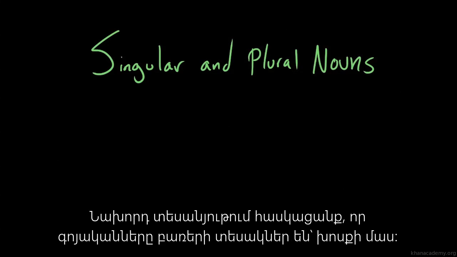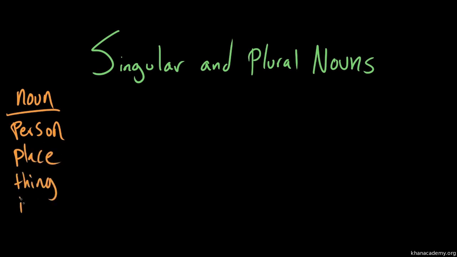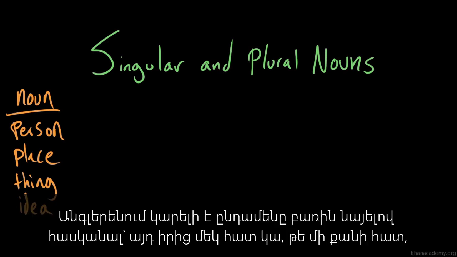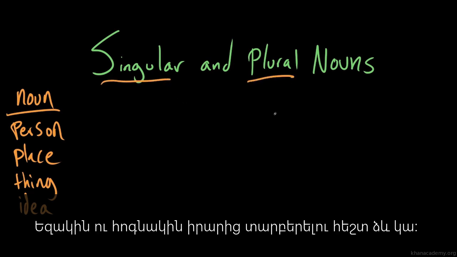Now, nouns, as we discussed previously, are a type of word. They are a part of speech. And a noun is any word that is a person, a place, a thing, or an idea. And in English, we can figure out just by looking at a noun whether there is one of something, whether it's singular, or whether there is more than one of something. And there's an easy way to tell the difference between singular and plural.